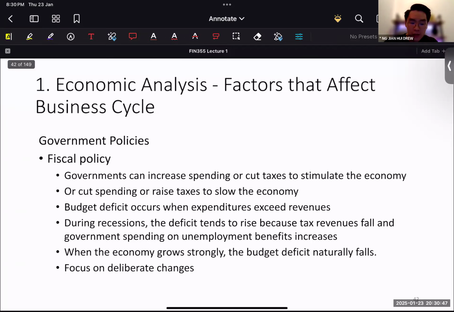Okay. Focusing more on government policies, let's look at what's fiscal policy. So fiscal policy generally refers to how much the government is spending or cutting tax to stimulate the economy, right? So for example, post-COVID, the government tried to re-stimulate the economy by spending more money in the economy to get the economy out of the slump.